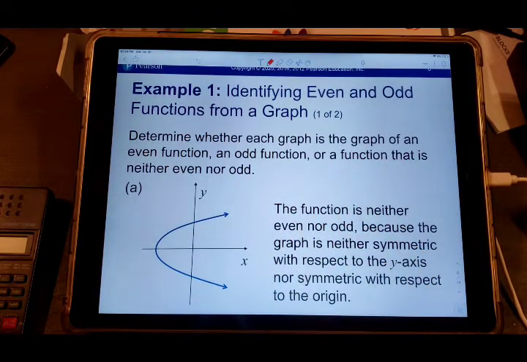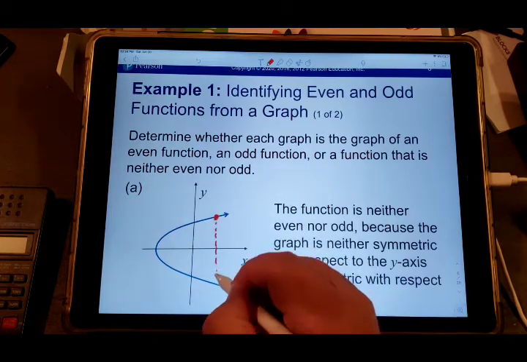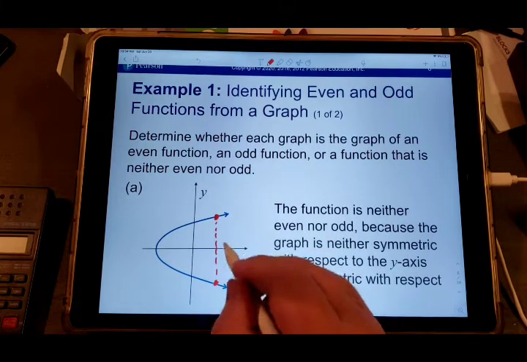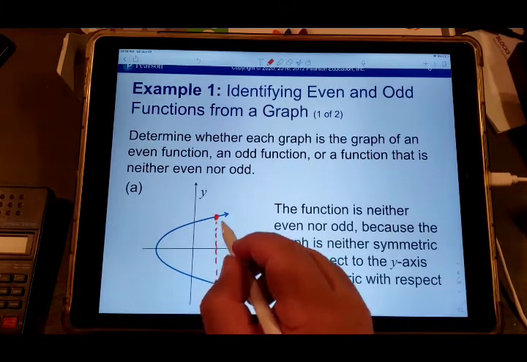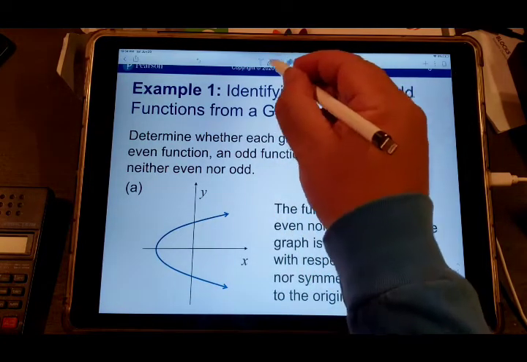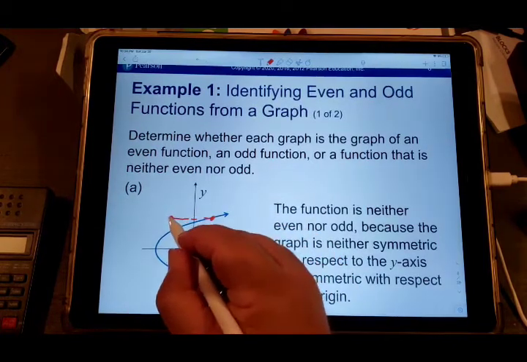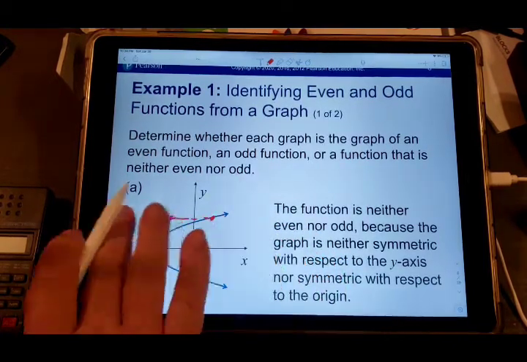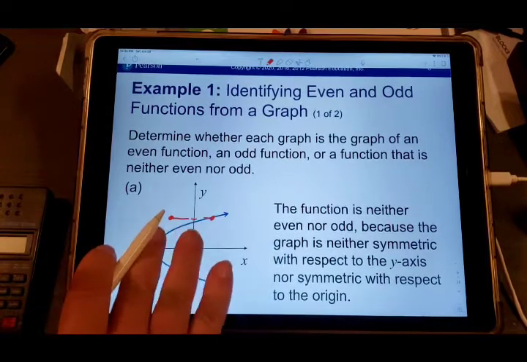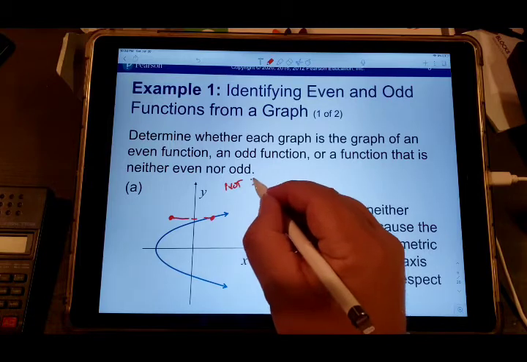All right, so if we look at this graph, it's neither even nor odd. If I have a point here, I see another point down here, that doesn't qualify. If you have a point here, since there's no point of the graph here on the other side of the y-axis, it's certainly not even.